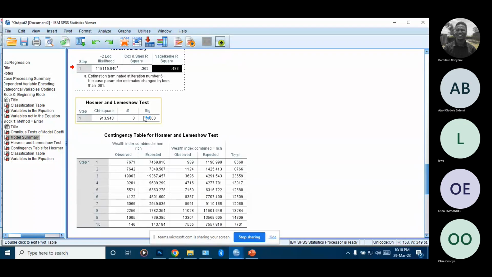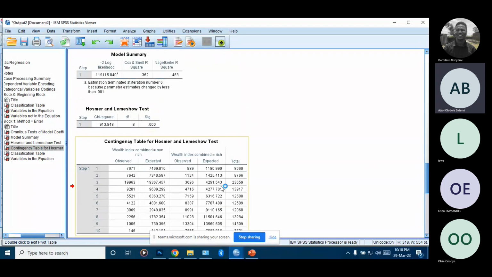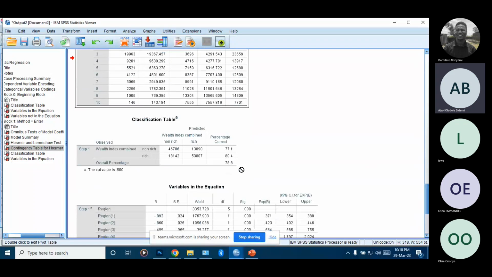Now, we've not gotten to the main output that we are trying to drive at. This is the contingency table for the Hosmer and Lemeshow test. And then the classification table.